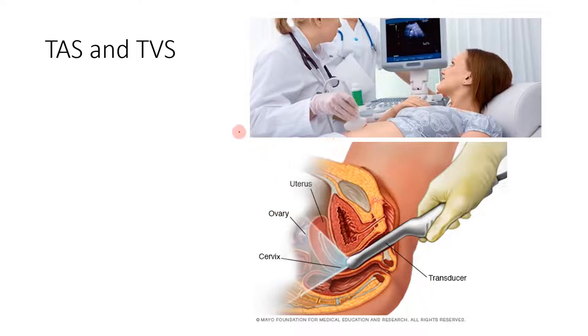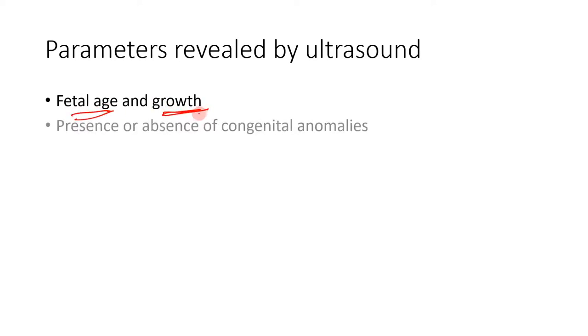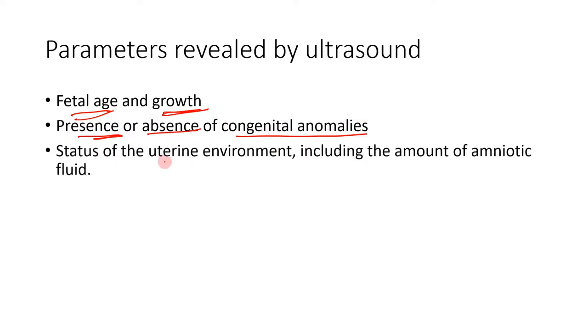So these two modes are important in obstetric diagnosis. So what are the parameters that are revealed by ultrasound? You can understand the fetal age and growth, the presence or absence of congenital anomalies. I mentioned that this is a very important purpose of prenatal diagnosis. Status of the uterine environment, including amount of amniotic fluid. So you can know amniotic fluid amount and uterine environment also.